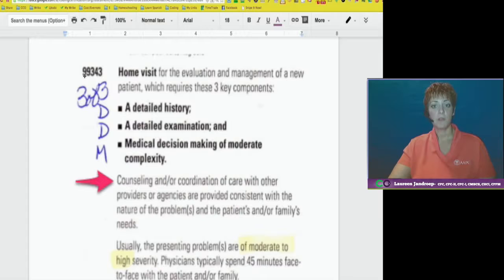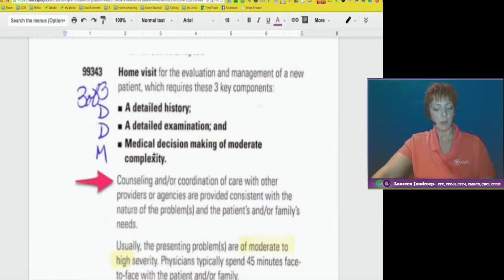So if it's the type of E&M code that has bullets, they'll always be in this order. Okay, so because this particular code was a detailed history, I wrote a D next to it. And it's a detailed exam, so I wrote a D next to it. Moderate medical decision making, I wrote an M.